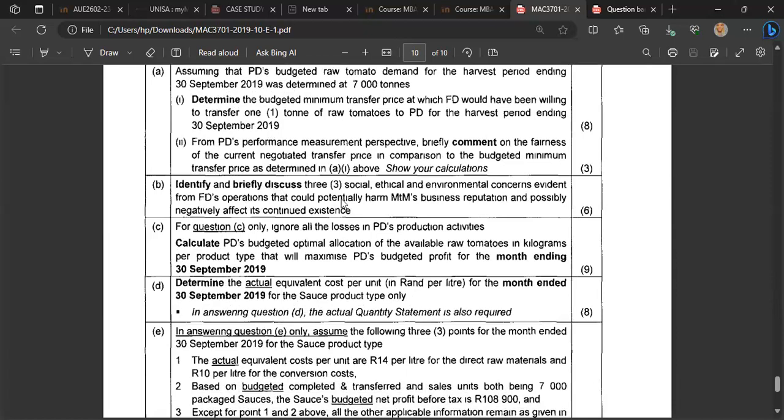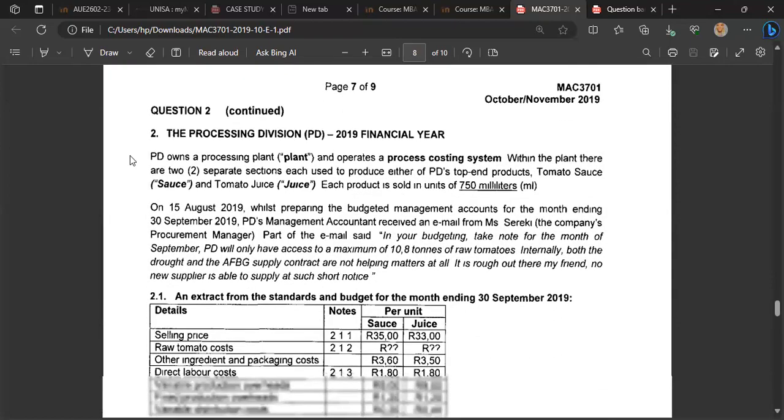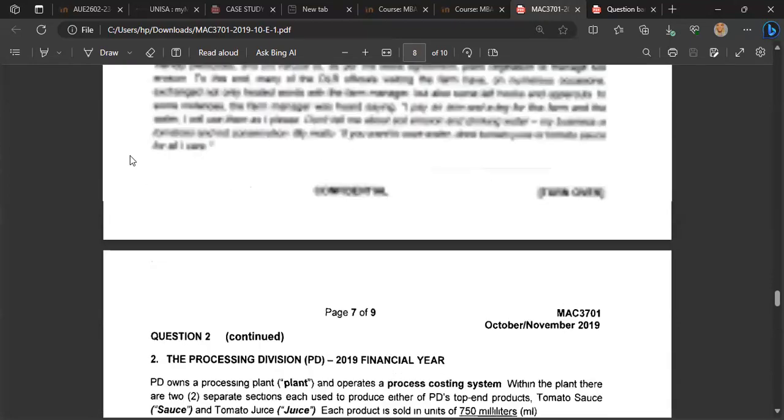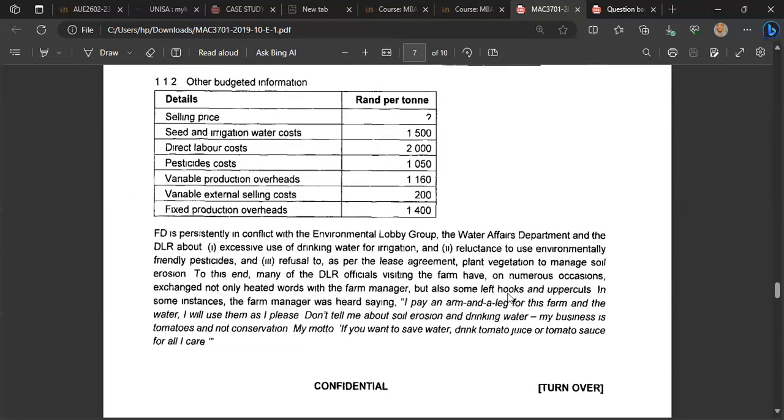Identify and briefly discuss 3 social, ethical, and environmental concerns as evident from FDI's operations that could potentially harm M&M business reputation and negatively affect their continued existence. So this is what CD was reading. You remember that part? Where was it again? Remember where they said they were trading blows, left hooks, and uppercuts. This is where you get your information. So these are the issues.